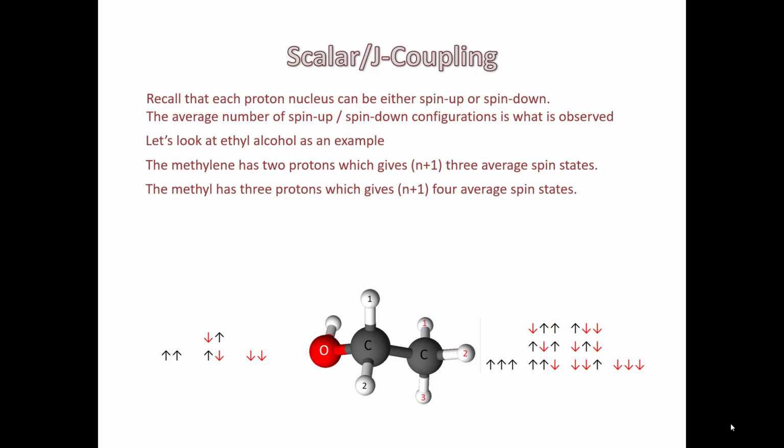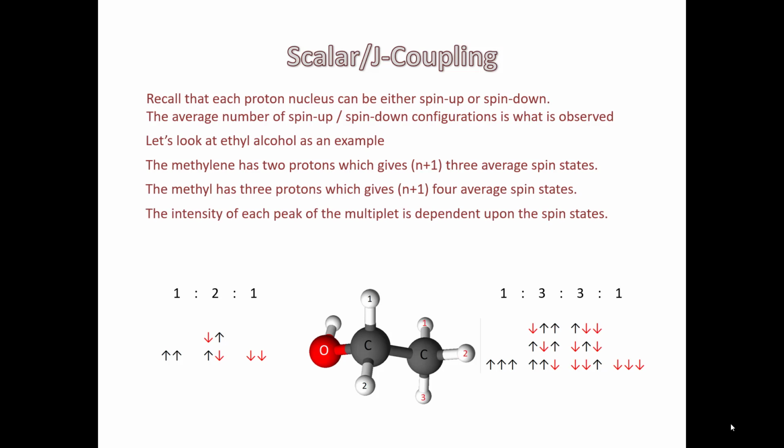The methyl peak has 3 protons associated with it, which gives 4 average spin states. Notice there's 1 spin state where they're all spin up, 1 all spin down, and then several where you have 2 up or 2 down. The intensity of each peak in the multiplet is dependent upon these spin states. So you're going to get a 1 to 2 to 1 ratio if you're next to a CH2. You're going to get a 1 to 3 to 3 to 1 ratio if you're next to a CH3.